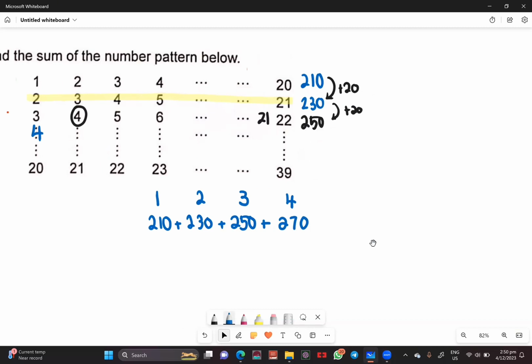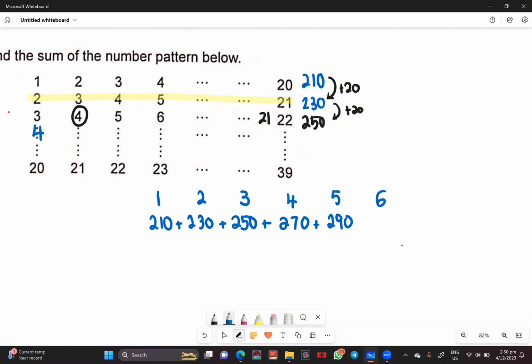Okay, so you go on and on. For the fifth row, it will be 290. For the sixth row, we have to go all the way until row 20. For the sixth row, you can say that this is 310. For the seventh row, you can say that this is 330.